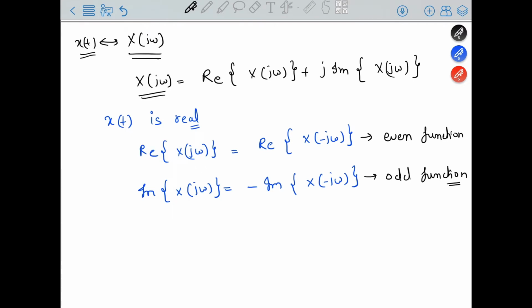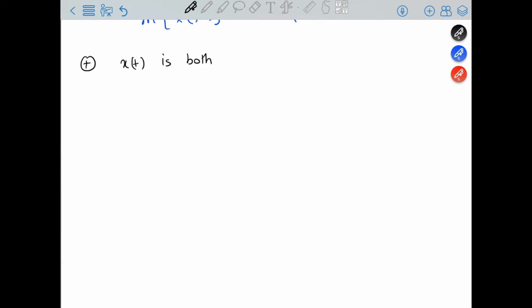So when we represent a Fourier transform in rectangular form, the real part will be an even function and the imaginary part will be an odd function. So now, in the next point, we say that x(t) is both real and even. In that case, the Fourier transform, that is X(jω), will also be real and even.